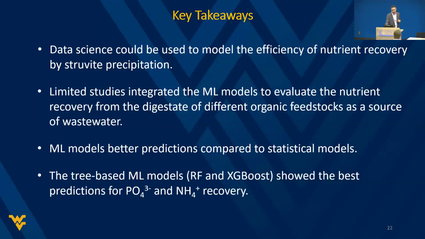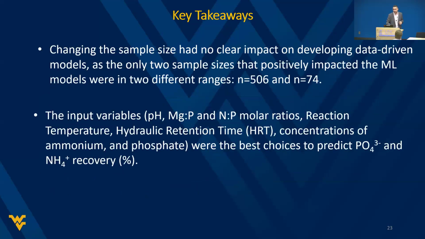for phosphate and ammonium recovery, and changing sample size had no clear impact, and the only two sample sizes were 506 and 74. There are also 10 input parameters, which were the best choice to predict the outcomes.